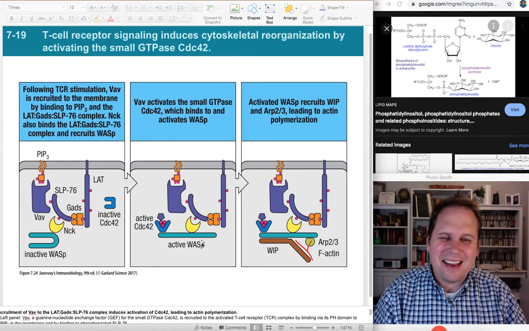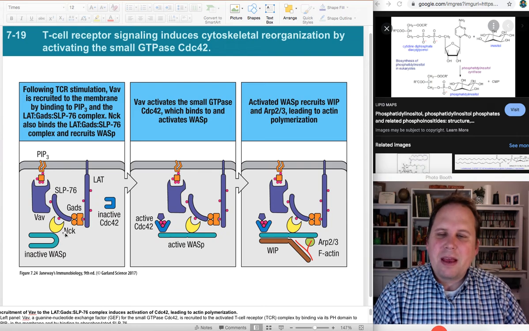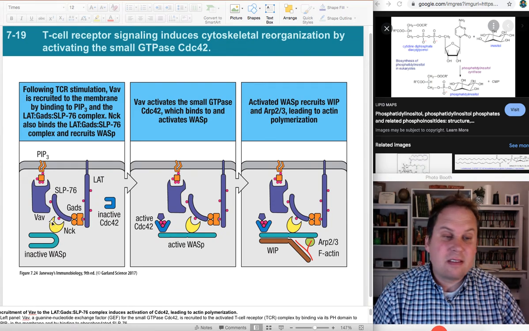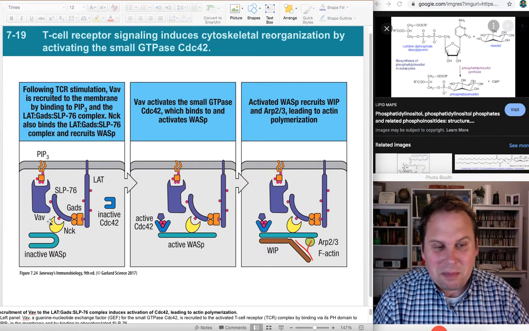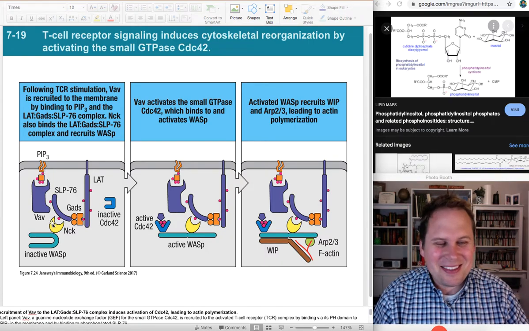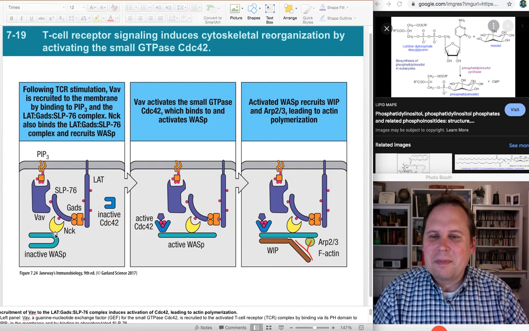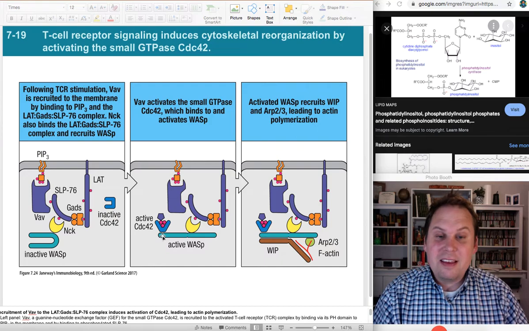And yeah. Anyway, Nick comes in, riding in here on one of these phosphates that was conveniently put there by Zap70. Yeah, how nice for you, Zap70. Nick brings Wasp to the party. Wasp opens up when the CDC42 comes out. Yeah, you bet Nick does, or Wasp does.